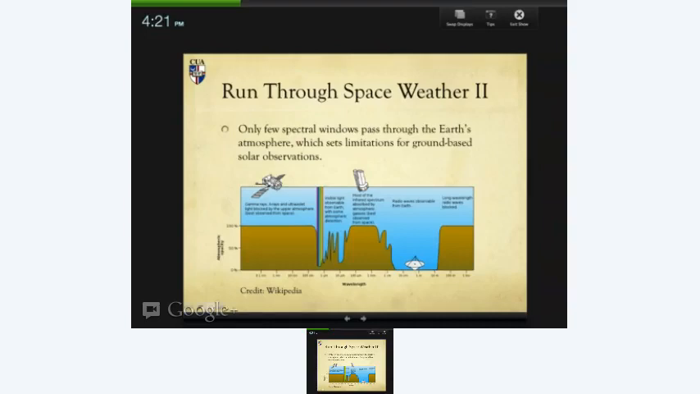The thing is that we have only a couple of windows throughout this spectrum where we can observe solar phenomena using ground-based instrumentation. We have a window at about visible wavelengths. That's why we can actually see the sun when we look at the sky, right? And then we have another window at radio frequencies. At other frequencies, the electromagnetic radiation from the sun is absorbed by the atmosphere, or reflected from the atmosphere. So when we are observing the sun from the ground, we're going to have to attack these two windows that are available to us.